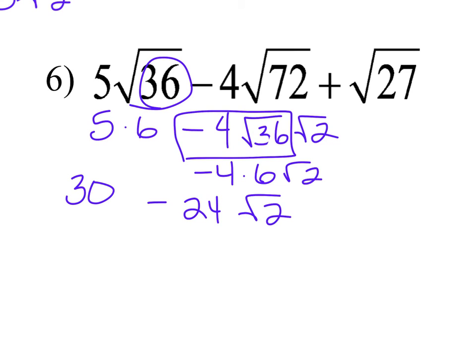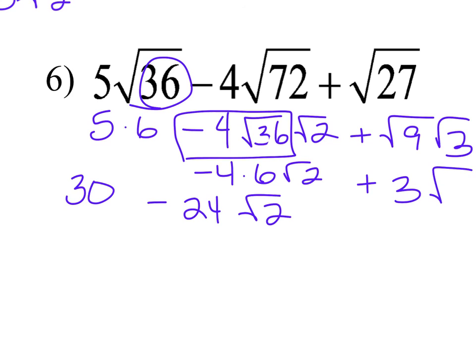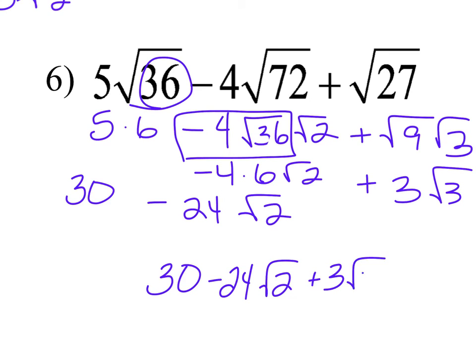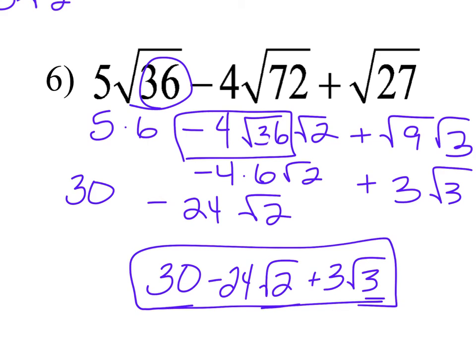This is a little messy. 27, the perfect square is 9. It's 9 times 3. The square root of 9 is 3. There's nothing to multiply, so we just leave it. So the answer is 30 minus 24 radical 2 plus 3 radical 3. That's it. Nothing is alike. This is just a number. I cannot combine these two because this is 30 and this is 24 radical 2's. So there's nothing we can do there. We simplified. We did our best. Oh well.